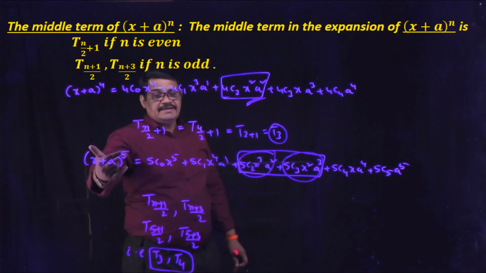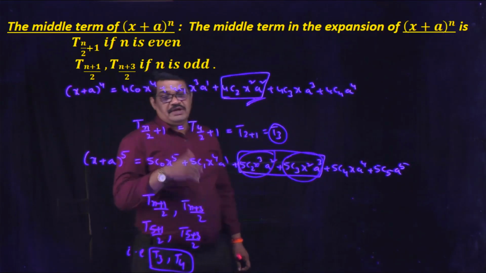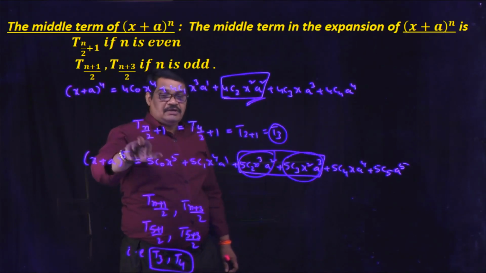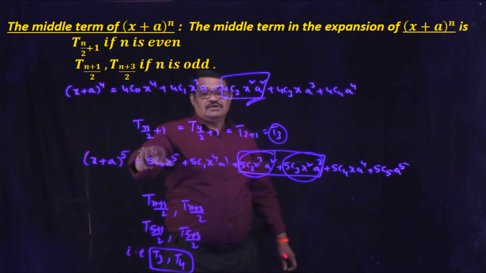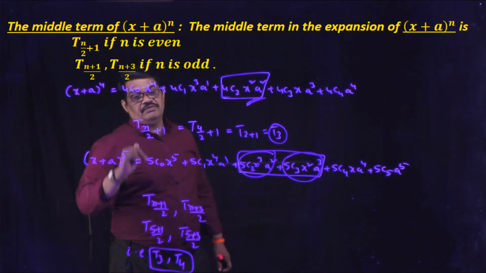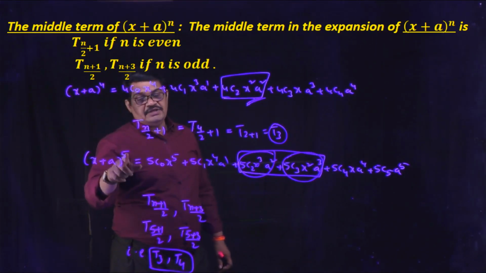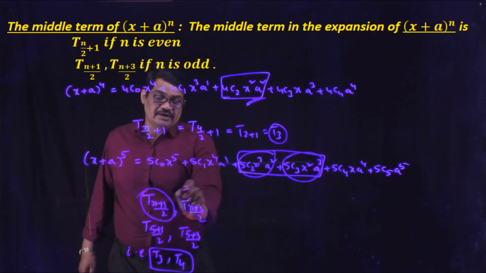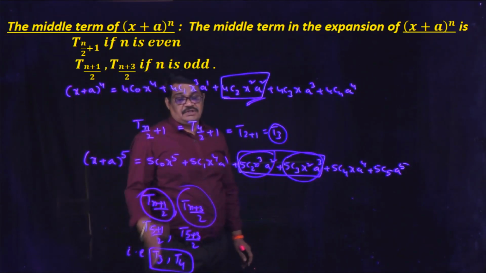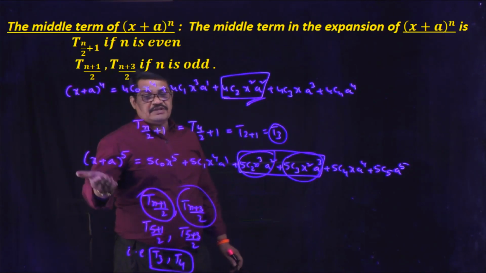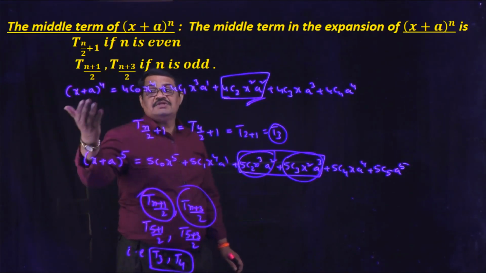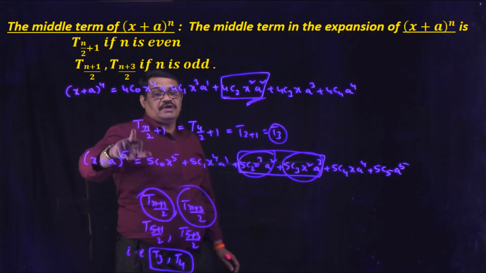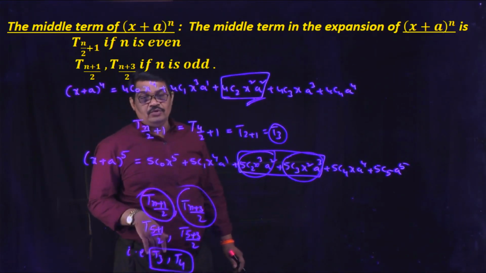If n is an odd number, then we have two middle terms. If n is even, then we have only one middle term, that is T n by 2 plus 1. If n is odd, then we get two middle terms, T (n plus 1) by 2 and T (n plus 3) by 2. These are the two middle terms in the expansion of (x plus a) whole power 5. In the expansion of (x plus a) whole power 4, n is even, so we get only one middle term, T n by 2 plus 1.